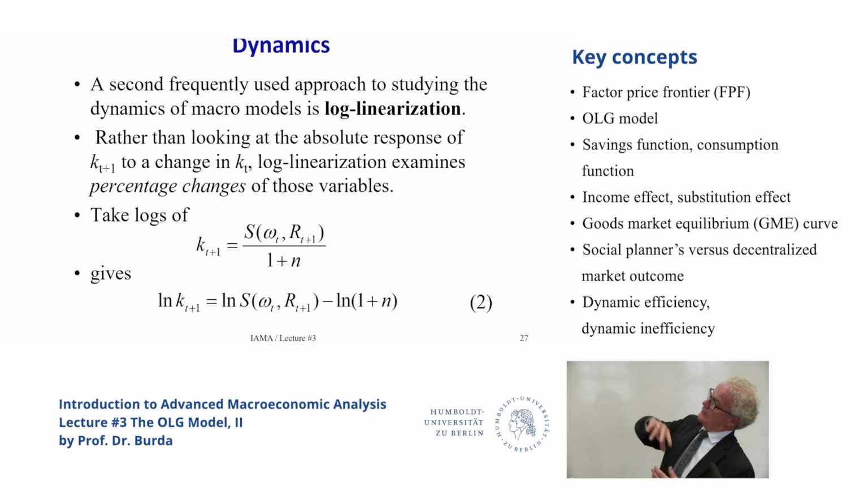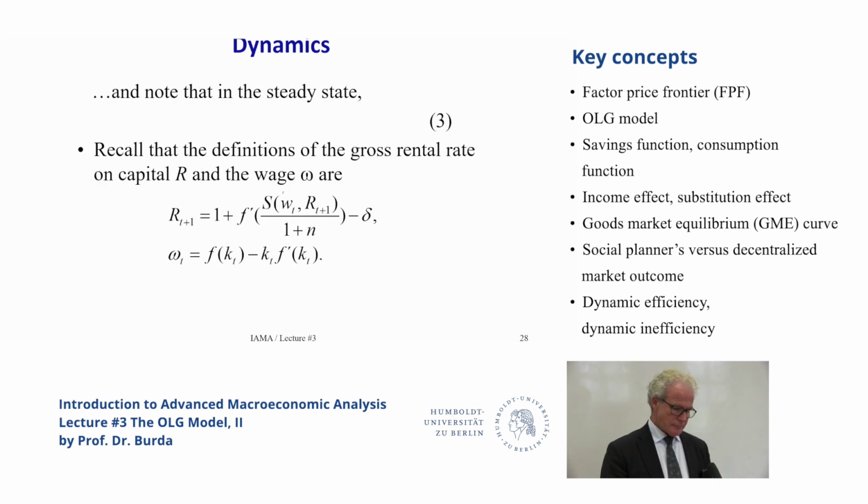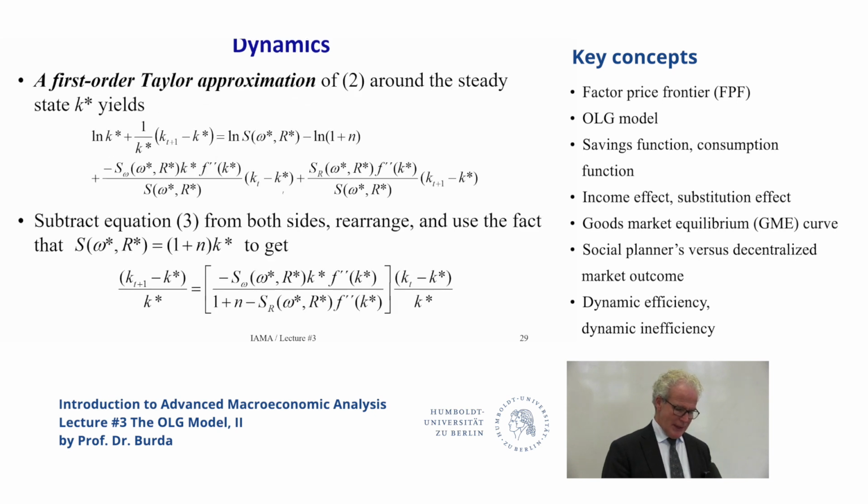The first thing, if you take logs, you get a log of the capital stock on the left-hand side, and you get the log of the ratio. So you can see it's going to be all about the behavior of this S function, the savings function, around the steady state or locally. If you take a first-order Taylor approximation of this, you get the same answer, okay? But now we're looking at deviations of KT from the steady state value K star.